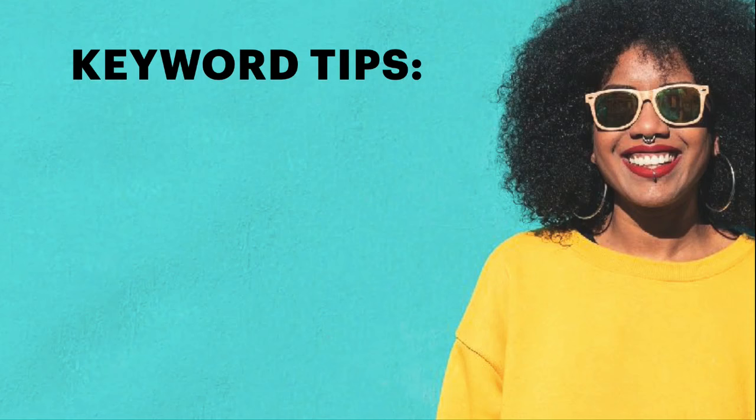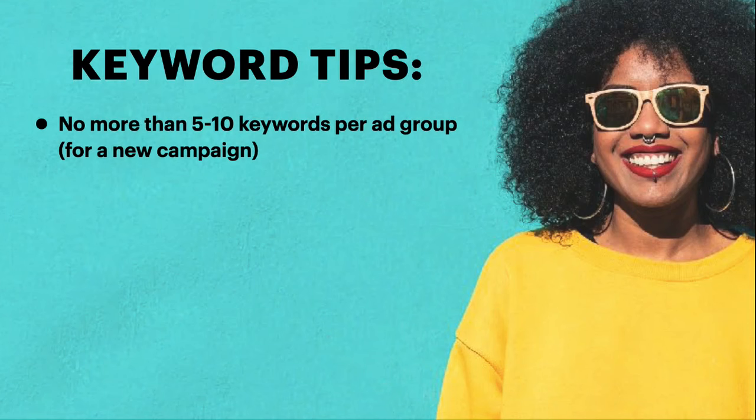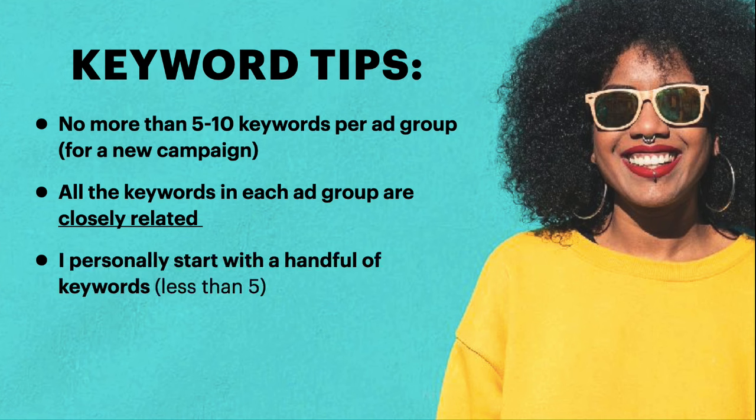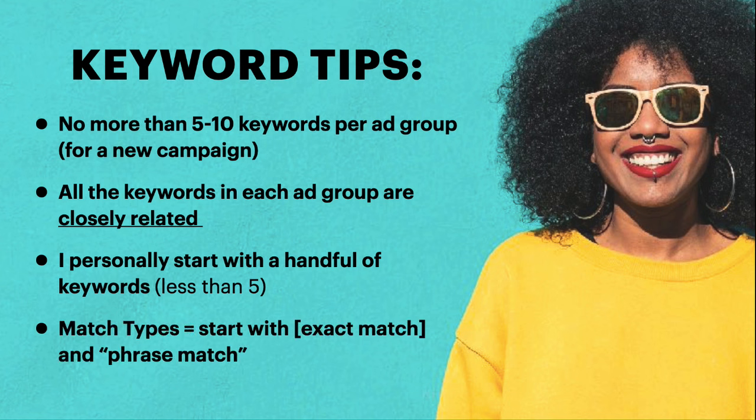Here are some keyword tips. I recommend no more than 5 to 10 keywords per ad group for a new campaign. You can always go back and add more keywords. All the keywords in each ad group should be closely related to that specific keyword theme. I personally just start with a handful of keywords, usually less than 5, and when choosing keyword match types, I recommend you start with exact and phrase match first.